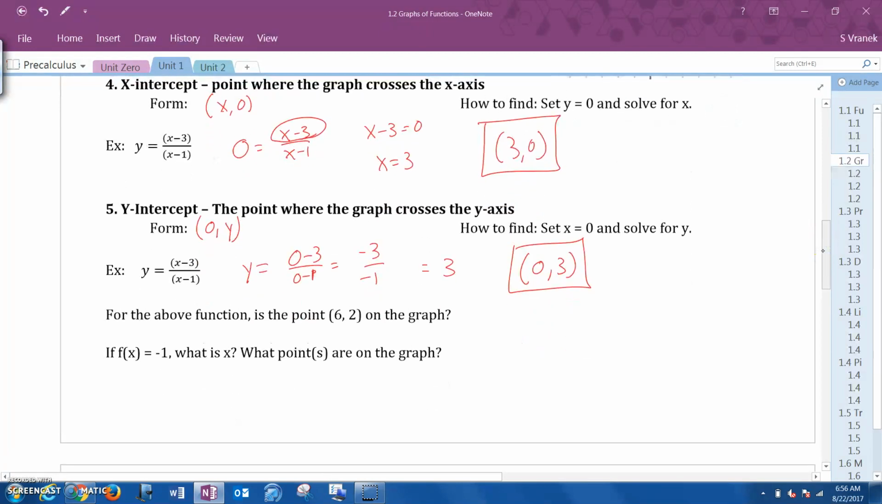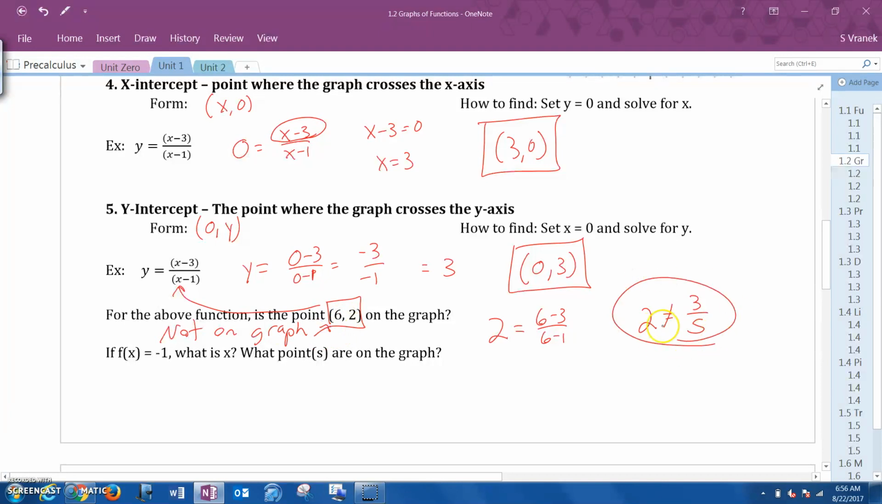Is the point 6, 2 on the graph? When I give you a point and you want to know if that point is on this graph, you just plug in the 6 for x and 2 for y to see if it matches. So 2 equals 6 minus 3 over 6 minus 1. Well, does 2 equal 3 over, what is that, 6 minus 1 is 5. These do not equal, so the point is not on the graph. Not on graph.